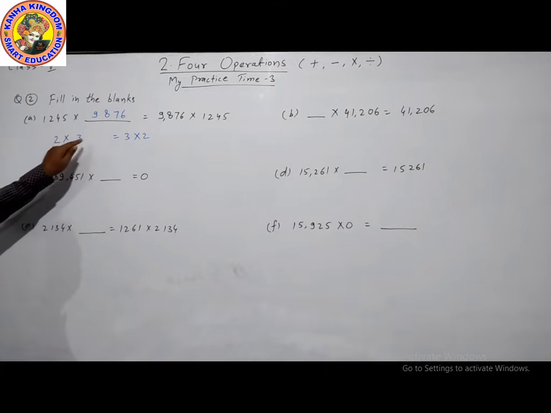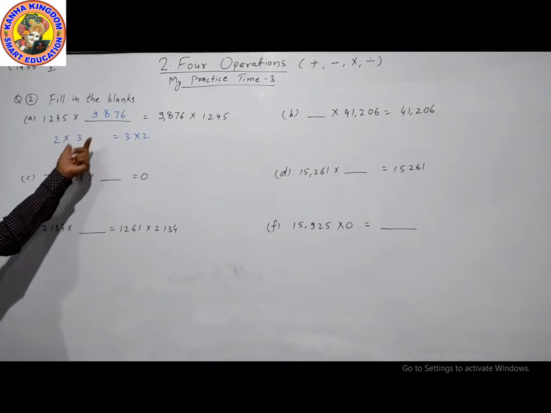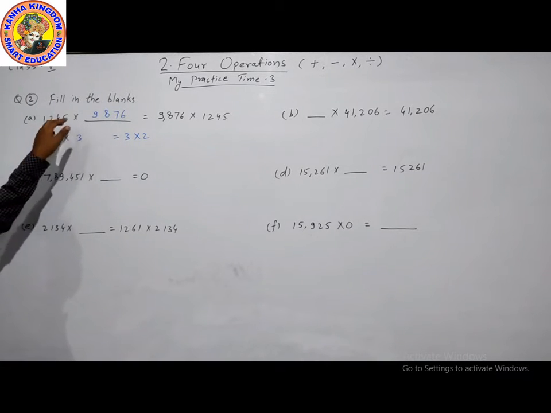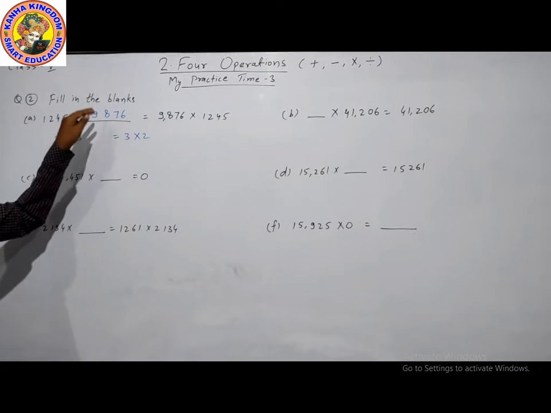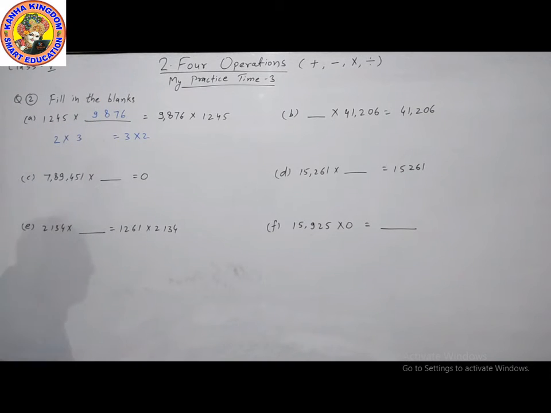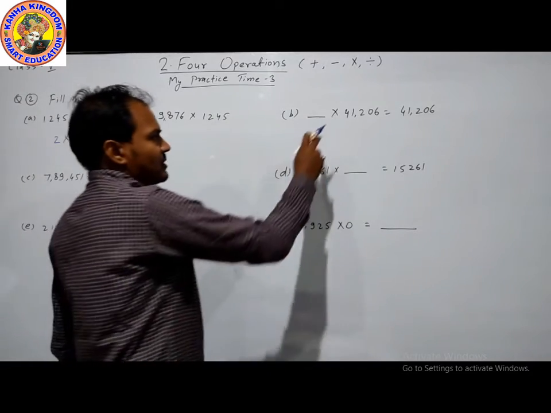Because 2 into 3 equal to 3 into 2, we can change the order in multiplication. So here the number is 9876. Now taking part second.